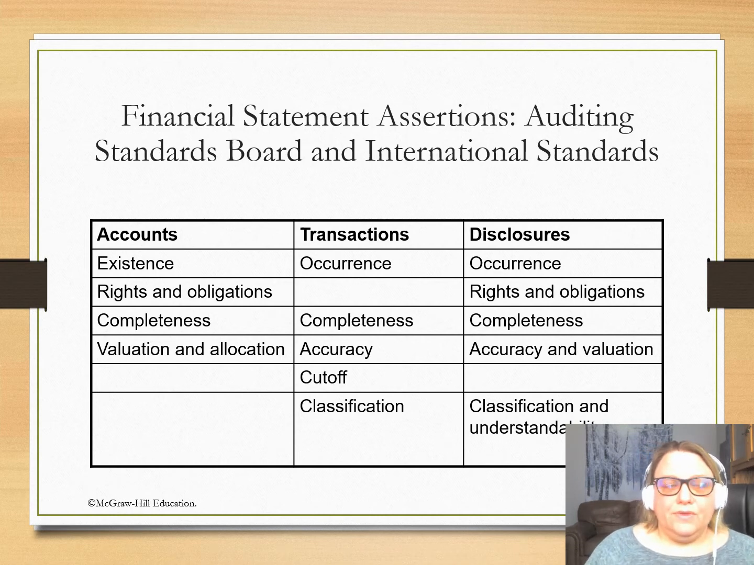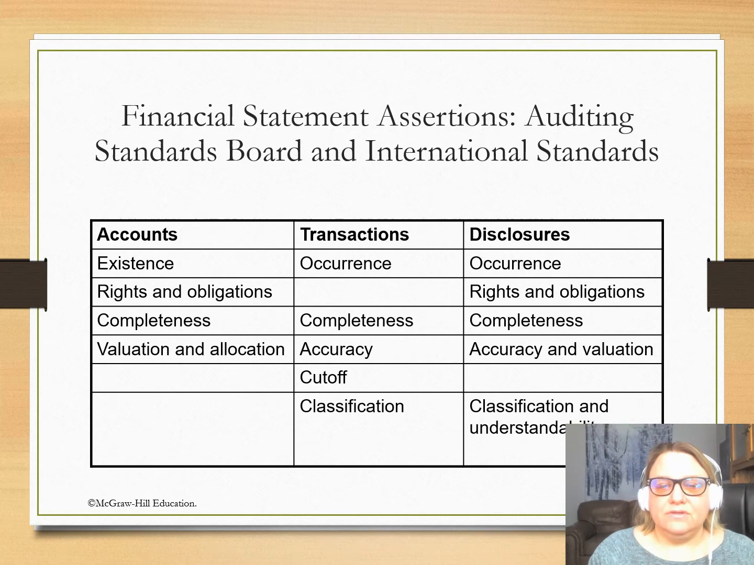In your book, they talk about the objectives consistent with the approach on assertions, and this matches everything with the financial statements and the Auditing Standards Board. The only difference is they have one more over here on accounts, and it's presentation and disclosure. So that's the difference between the PCAOB and the Auditing Standards Board. So here are the items that you look at, the assertions.